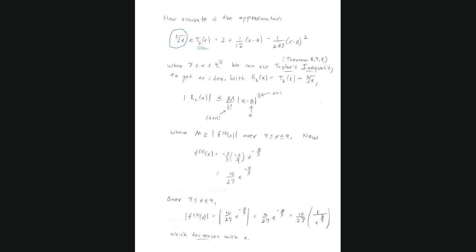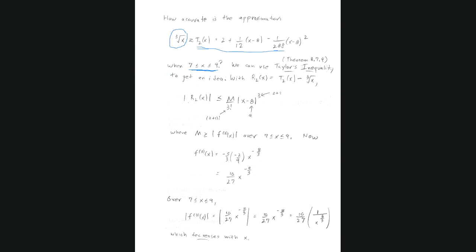And that's fine, but we want to know how accurate the approximation would be. If you're interested in cube roots of values between 7 and 9, how good is this second degree Taylor polynomial? We need to know, because if the accuracy wasn't good enough, we might want to go out to a third degree or a fourth degree Taylor polynomial. So we're going to use Taylor's inequality here.